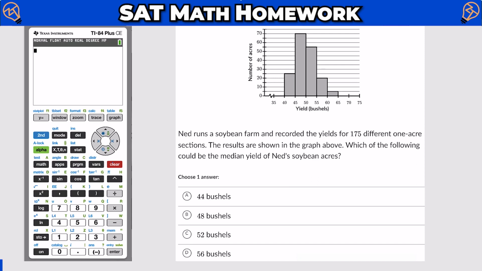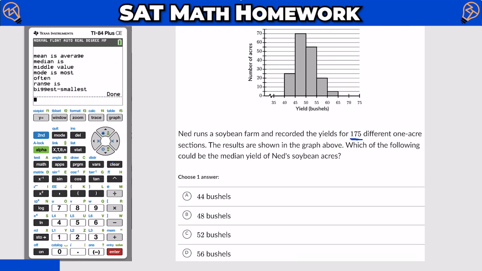To find the median value, if we forget what that means, we're going to click on our program stats, which I'm going to press up to wrap around and go to stat. And notice median is the middle value. So if we go from smallest to biggest, or really biggest to smallest, we're going to find the median value. And they specify that we have 175 different sections.